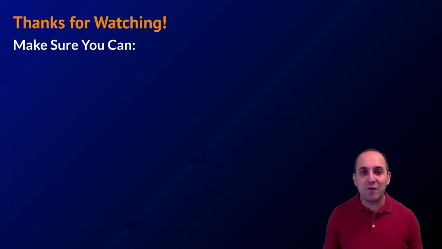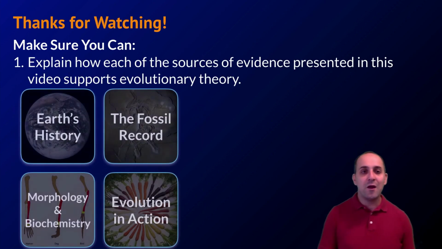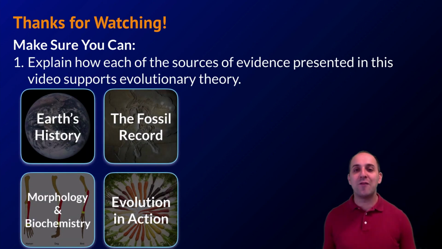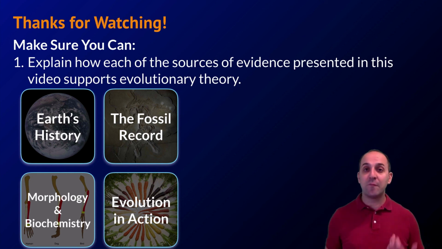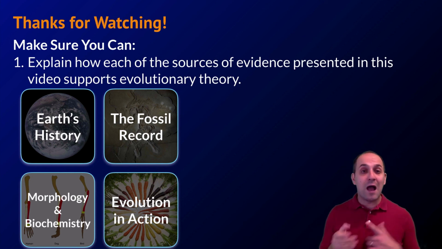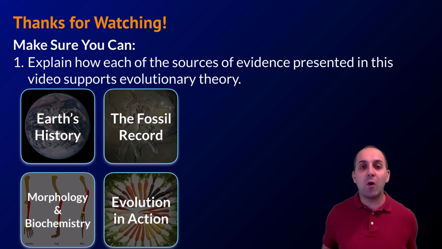Thanks so much for watching our discussion of the evidence that supports evolution. Make sure you can do the following things here at the end. Make sure you can explain how each of the sources of evidence presented in this video support evolutionary theory. Make sure you can explain how they support the evolutionary process, common ancestry of all living things, or evidence to support the notion of a very old Earth that gives us the kind of timescales we need for evolution to result in the diversity of life that we see on the planet these days.